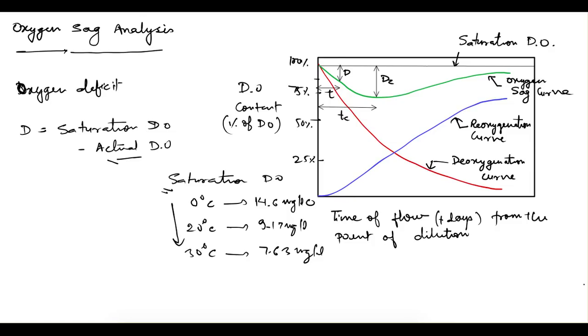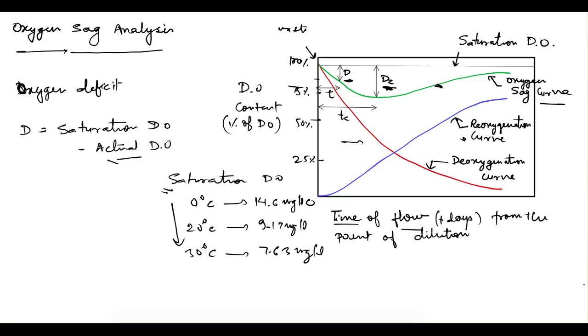Now what is this oxygen sag curve? It shows how this oxygen deficit is varying with the time of flow. Let's say we have introduced our wastewater at this point. Now as we have introduced the wastewater, it will consume the oxygen, so this deficit will be increasing, and some reoxygenation will also be taking place, that we'll understand in a minute. So how this deficit is varying along with the time of flow, this curve, this green one, gives you your oxygen sag curve.